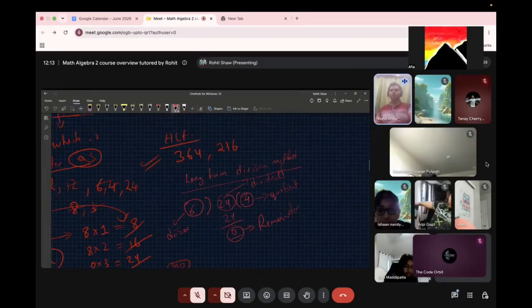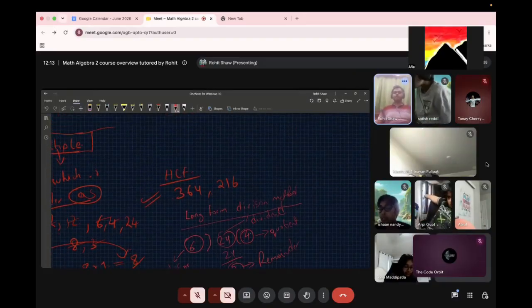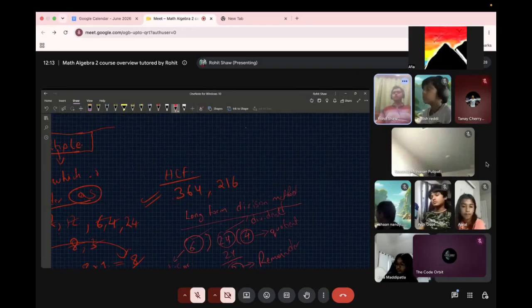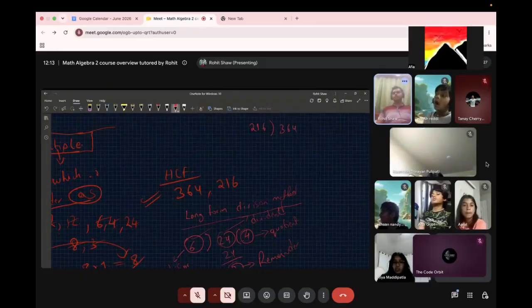So how does long form division happen? We are all aware of how this division happens. See how long form division is done. First we write the number, 364, and let's see what remainder comes.